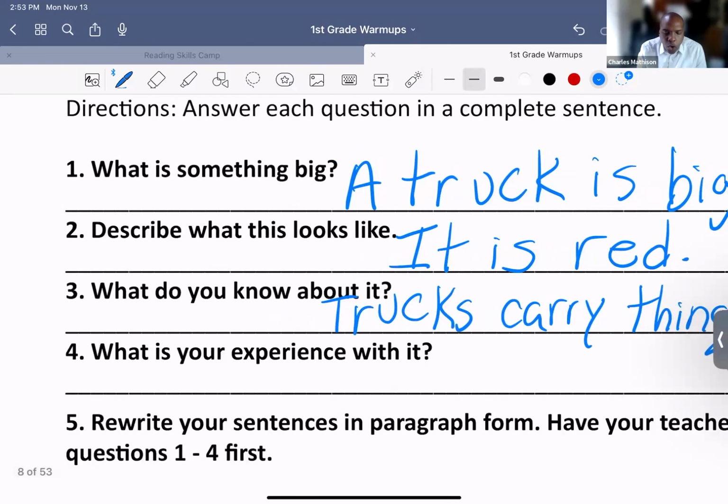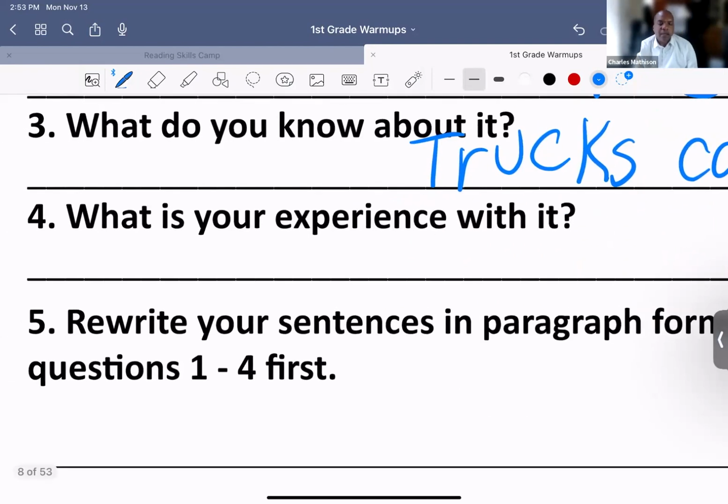Okay. What is your experience with it? So, what that means is like if I say to you, what is your experience with your mom or your dad? So that you would say, you might respond by saying, they make me dinner. They take me on walks. They give me food. Okay.